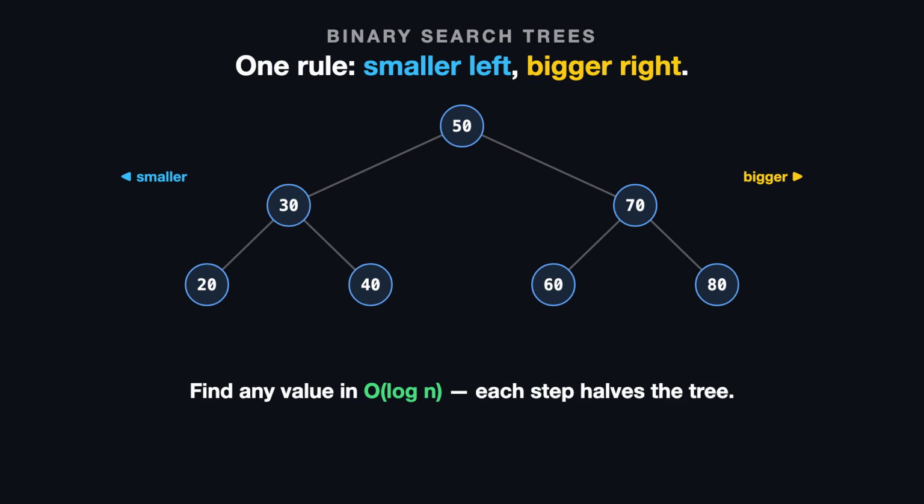And that single rule is why searching this tree is O(log n). Every step throws away half of what is left, just like binary search, only now it is a tree. This is a binary search tree. Let me show you exactly how it works, visually.